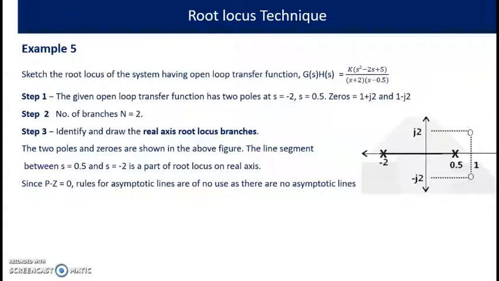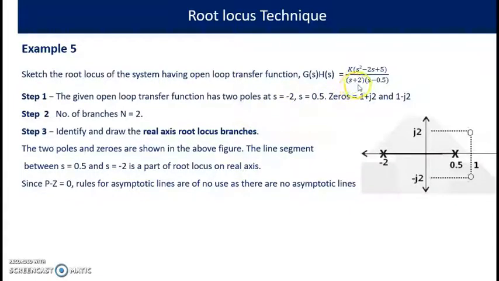So the problem is: sketch the root locus of the system having open loop transfer function G(s)H(s) is equal to K into (s square minus 2s plus 5). So the first step is to identify the open loop poles and zeros.